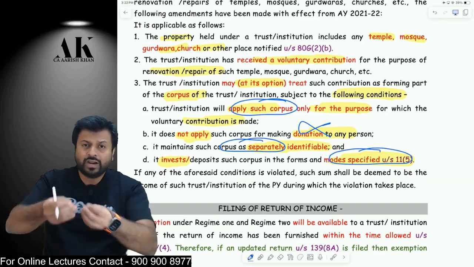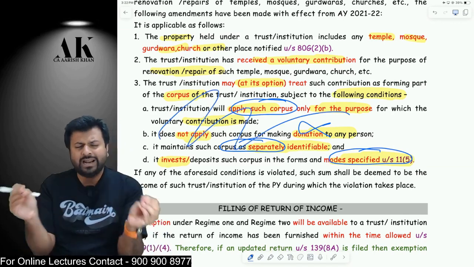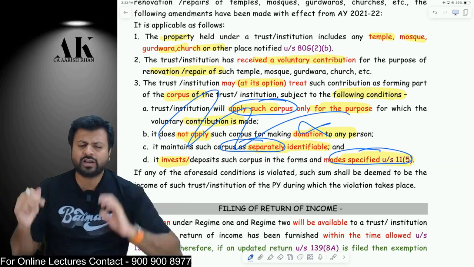Listen, this is a voluntary donation which can be treated as corpus donation subject to these 4 conditions. If you violate any of the conditions, then it will be treated as a voluntary donation, as simple as that.